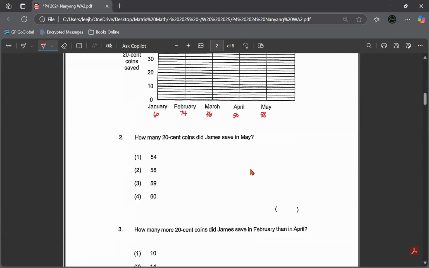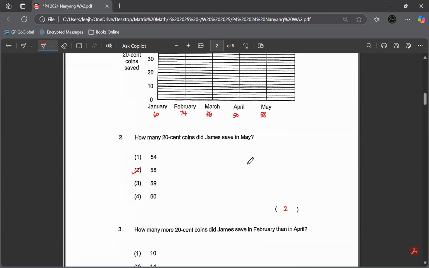So now question 2 asks you, how many 20-cent coins did James have in May? So you're looking at May. Okay, May is here. How many 20-cent coins do we have? The answer is 58. So the answer is number 2.